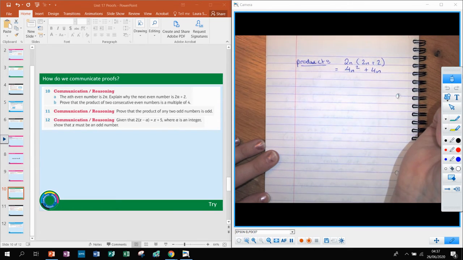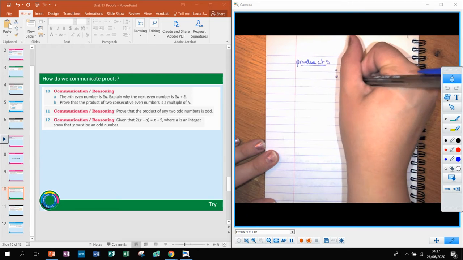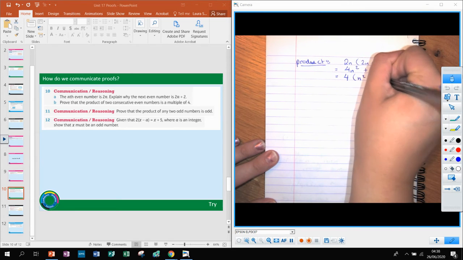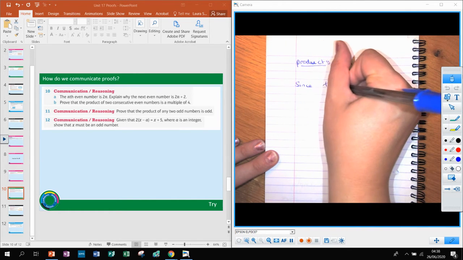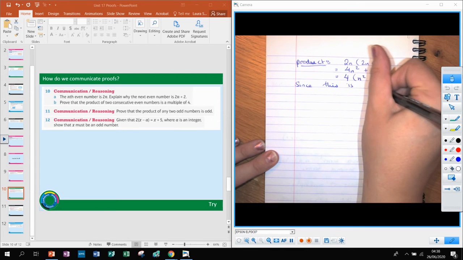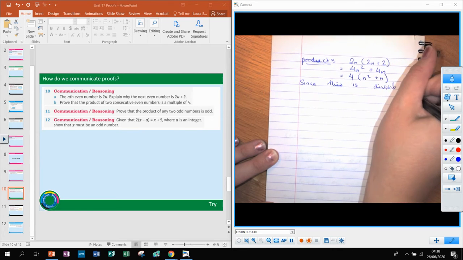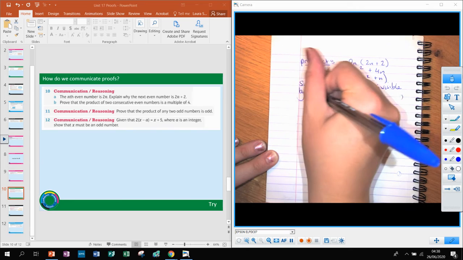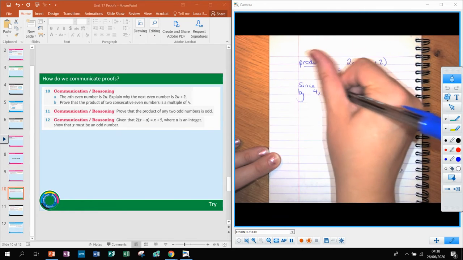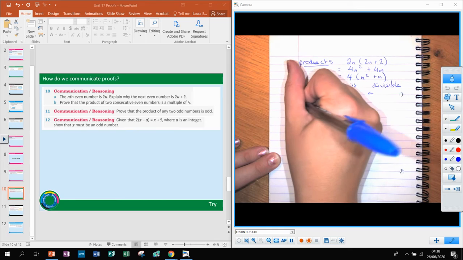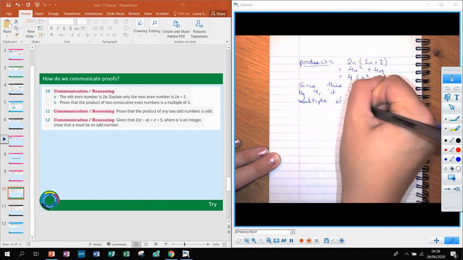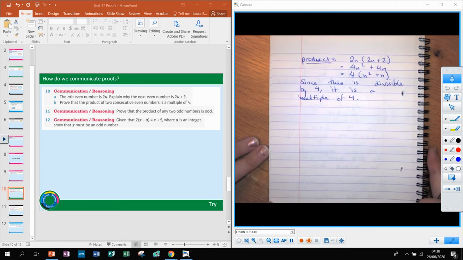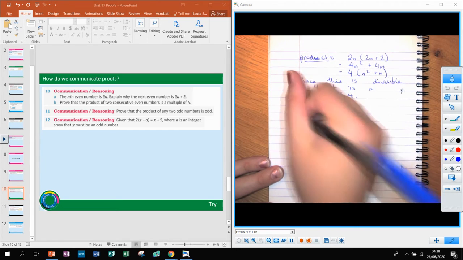Now they said to show that it's a multiple of 4. So the way I do that is I divide out the 4 by factorizing. And then we can say, since this is divisible by 4, it is a multiple of 4. Okay, lovely.